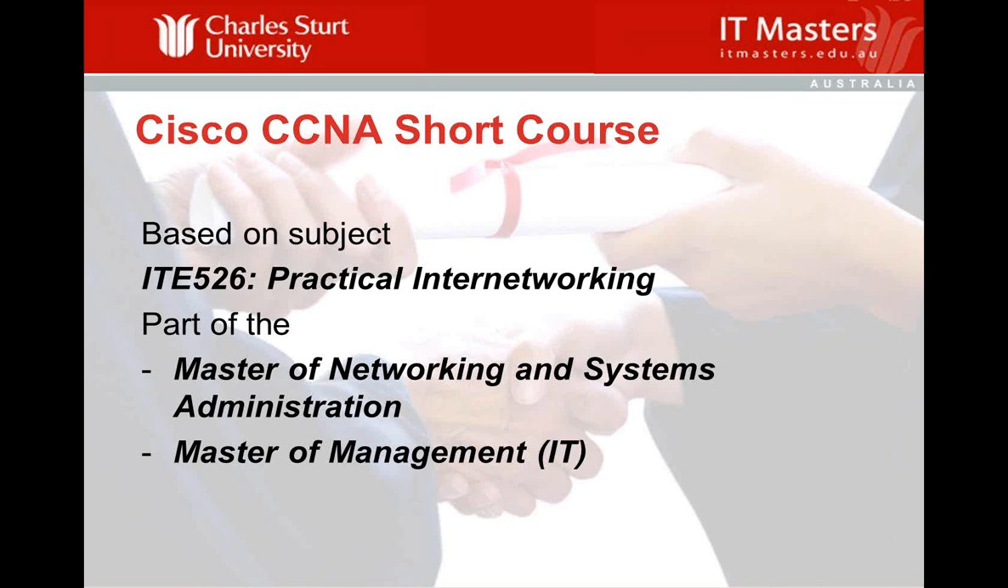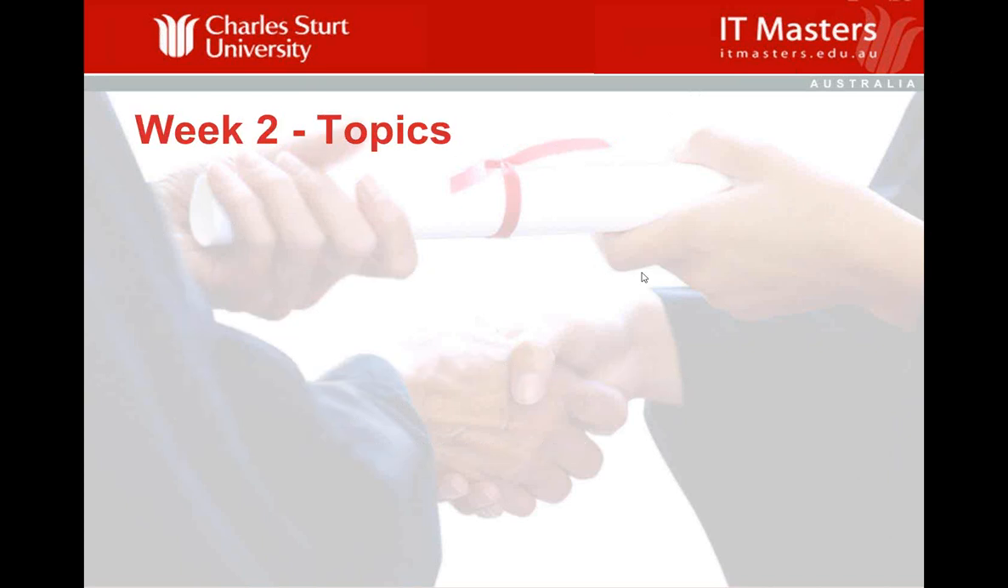Okay, so welcome to our second week of our Cisco CCNA short course. Today we are going to be covering IP addressing version 4 and version 6. There's not an awful lot you need to know about version 6 for the CCNA exam. It's really just about the main guiding principles that make it different from IPv4, and we'll have a look at those towards the end of the session.